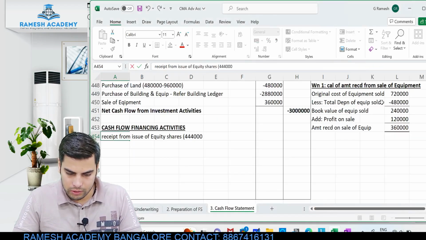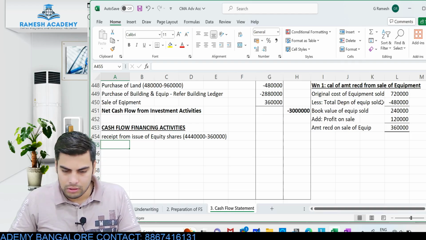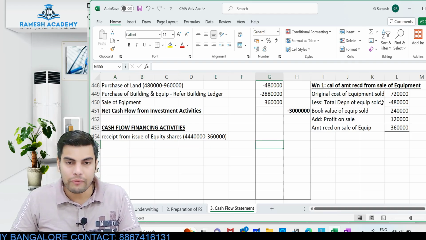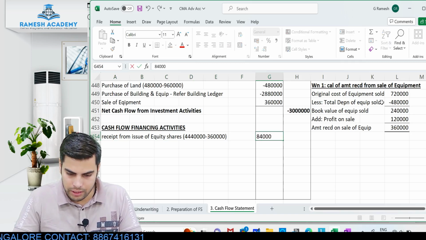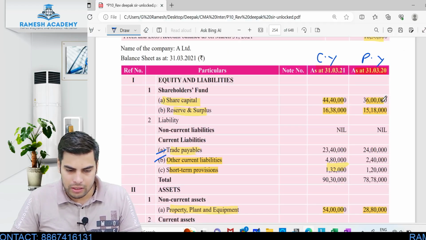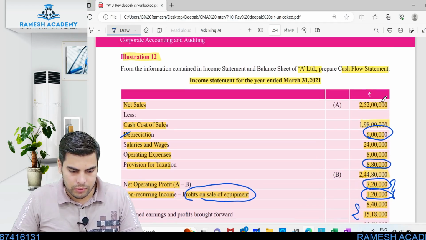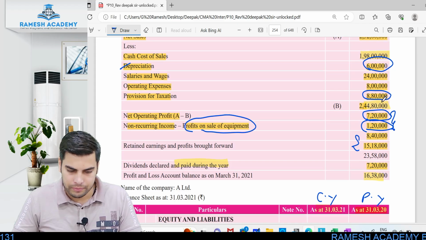44 lakh 40,000 minus 36 lakh. Okay, this would be how much? This would be 8 lakh 40,000, right? So 8 lakh 40,000 rupees is the amount which I am receiving. This is inflow, therefore I'll be writing it as a positive amount. After this, do we have anything else? Any interest or dividend which we received? Look at the P&L account.